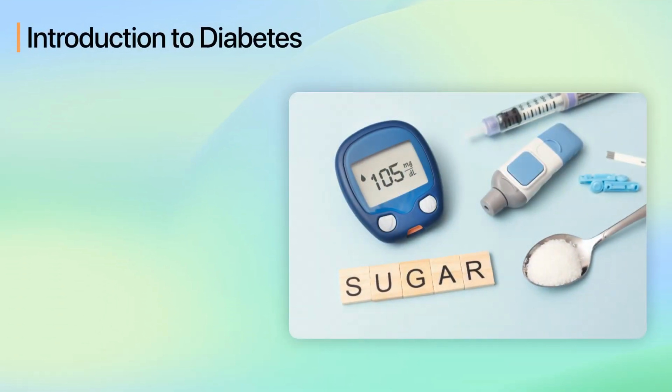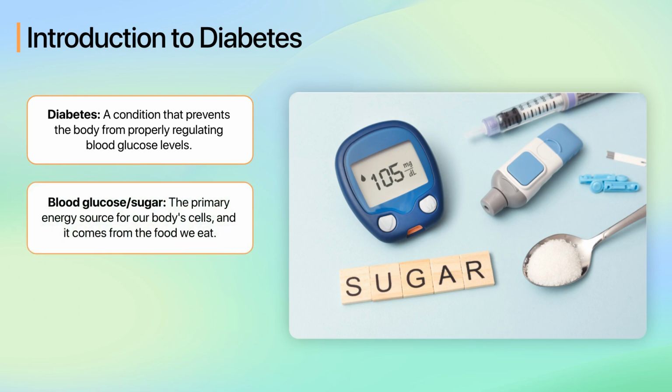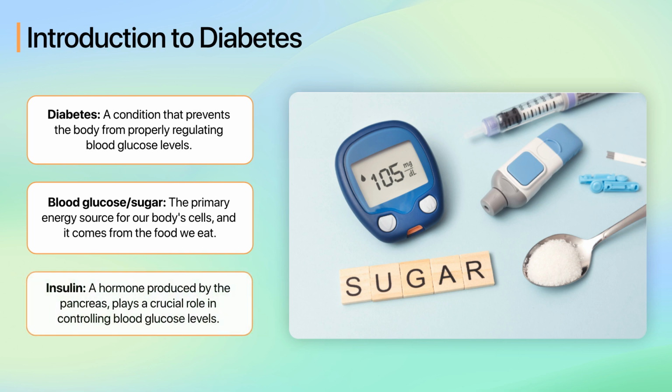To begin, let's understand what diabetes is. Diabetes is a condition that prevents the body from properly regulating blood glucose levels. Blood glucose, or blood sugar, is the primary energy source for our body cells, and it comes from the food we eat. Insulin, a hormone produced by the pancreas, plays a crucial role in controlling blood glucose levels. There are two types of diabetes that cause different issues with blood sugar regulation. Let's study the two main types of diabetes, type 1 and type 2.